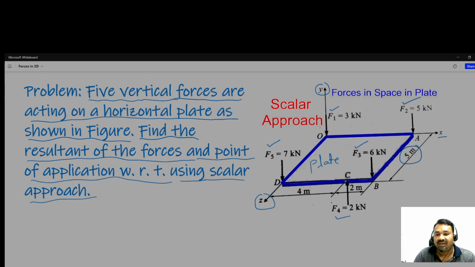And what about the X axis? So X axis here is 4 meter plus 2 meter, so the X coordinate here is 6 meter. This is the origin of the plate. Okay, and just identify. Let us solve this.